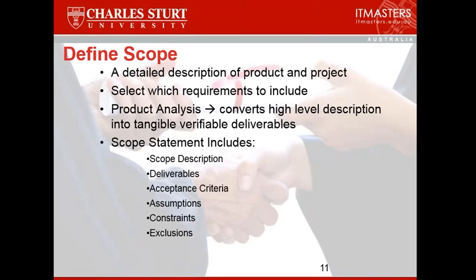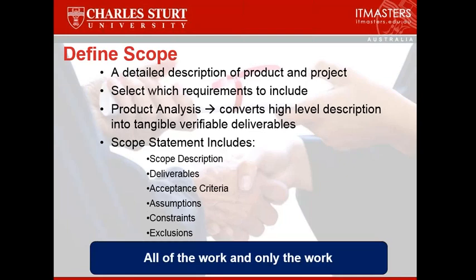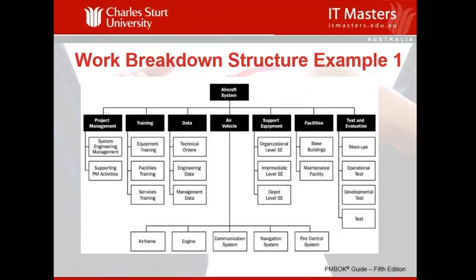So in the scope statement, we have a scope description, we have scope deliverables, acceptance criteria, which is the criteria the customer is going to use to determine whether it's acceptable or not, and any assumptions, constraints, exclusions. All these things should be part of the scope statement. You should only include the work that's part of the project and no other work, but it's important that you include all the work that's required for the project.